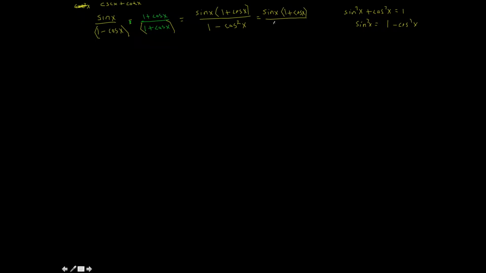All right, so this gives me a sine squared x, which is the same thing as sine x times sine x, just so you know. Why is that important? Because I can cancel out a sine x out of each one of them. So I'm left with 1 plus cosine x over sine x.